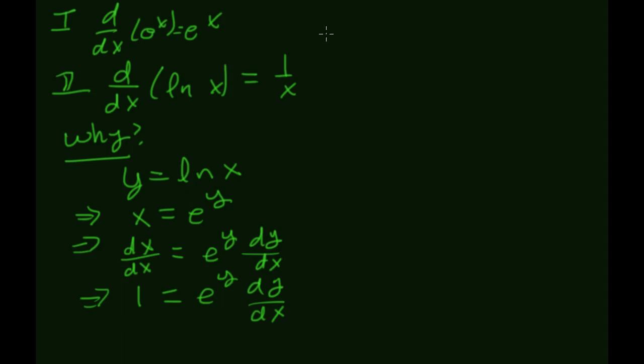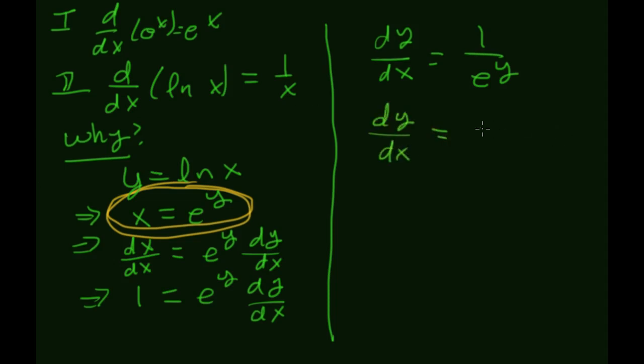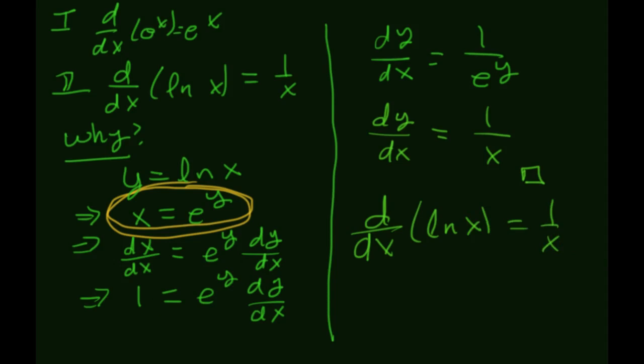So let's keep going here. This means that dy/dx is 1 over e to the y. But now look back. e to the y is x. So dy/dx is 1 over x. Haha, that works. Because we took all the time to prove the e^x one, that makes this one work: the derivative with respect to x of the natural log of x is 1 over x. All right, so that gets me 2.